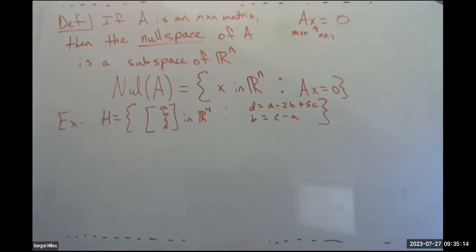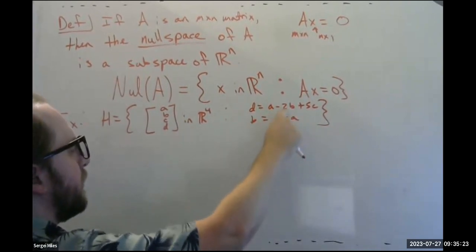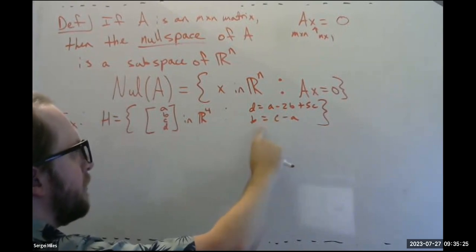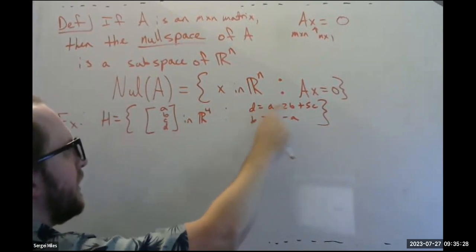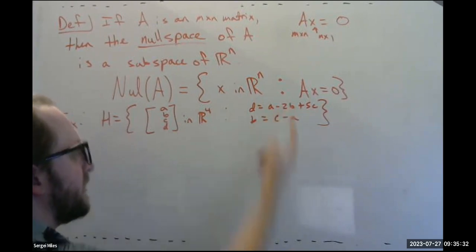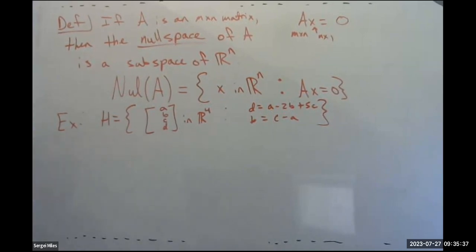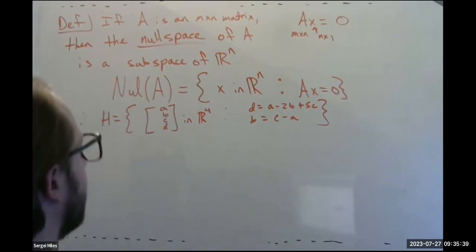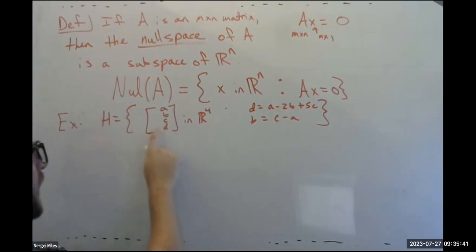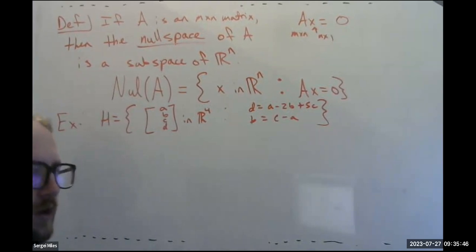So first, I want to note, we can't just plug in D equals and B equals. Why? Because these have a mixture of each other, right? B equals C minus A. D has this B inside of the equation. So we can't just plug it in unless you replace that B. But that's going to get messy, and that's really kind of the hard way to do this problem. What can we do instead? Well, this is a set of vectors such that it satisfies these two equations, right?